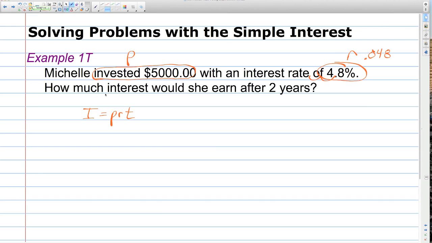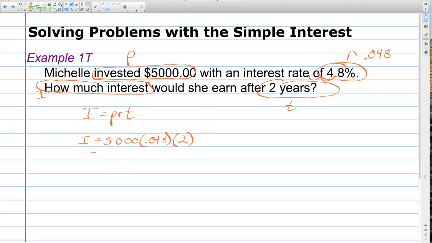How much interest? There's our question. So we're going to be solving for the interest, which she earned after 2 years. And our time is expressed in years this time. So that's our time. So let's substitute and solve. Interest is equal to the principal, 5,000, times the rate expressed as a decimal, 0.048, times the time, which is 2 years.